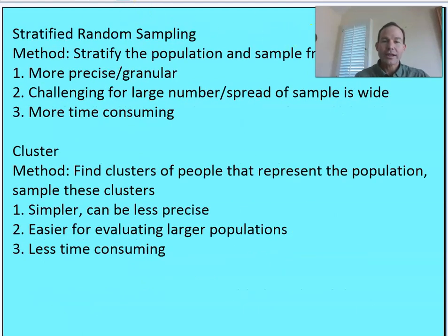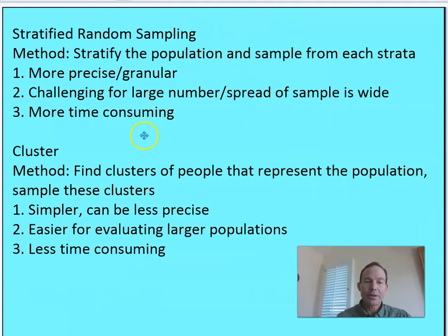Right, so let's take a look at stratified random sampling versus cluster. With stratified random sampling, we're going to stratify the population and sample from each stratum. It's more precise and granular. You avoid some of the complications that you get with simple random sampling, because there might be some skew towards different groups. It is a challenge to do this with large numbers, or if the spread of the sample is wide geographically. It is more time consuming, or also if there are many categories.